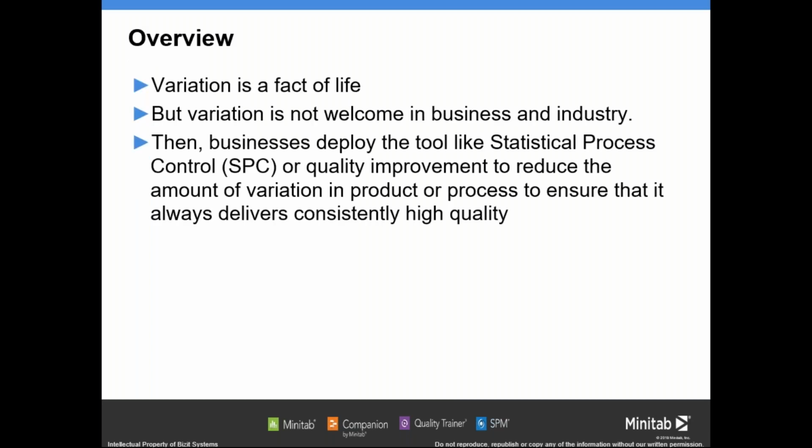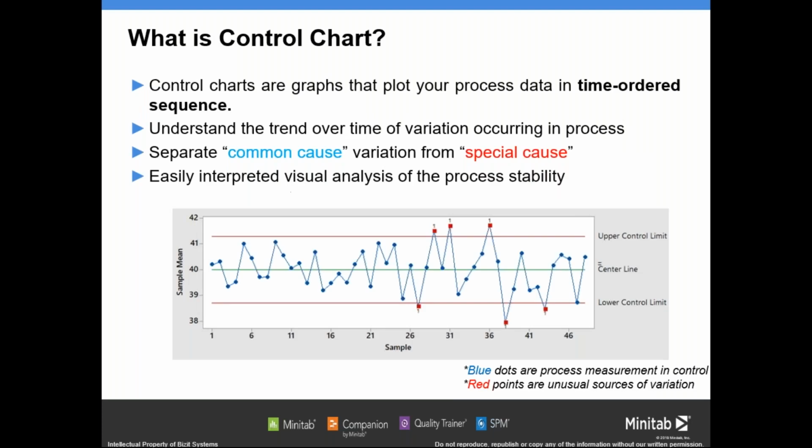Variation is a fact of our life, so most of us work to tackle this variation. Many methods like statistical process control, SPC, or other quality improvement methods reduce the amount of variation in the product or process to make sure it is always consistent with good quality. The major part of SPC is the control chart. Basically, control charts are graphs that plot our process in time-order sequence. A control chart is formed by three lines: the upper control limit, the center line, and the lower control limit. A control chart helps us understand the trend over time of variation occurring in your process.